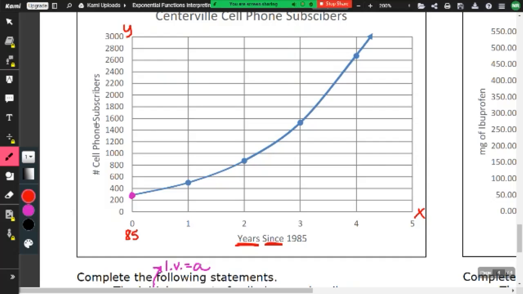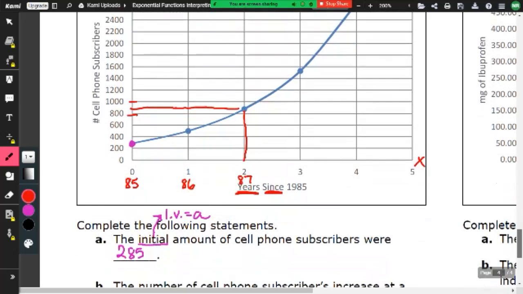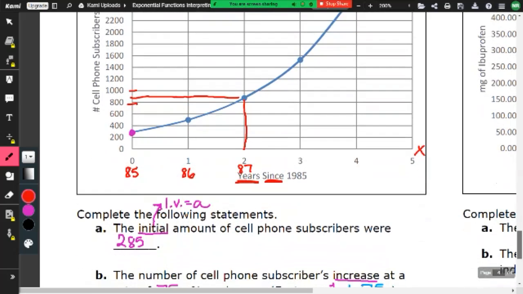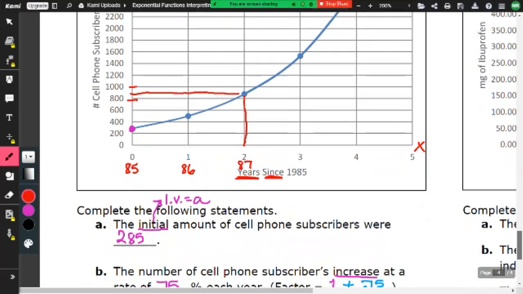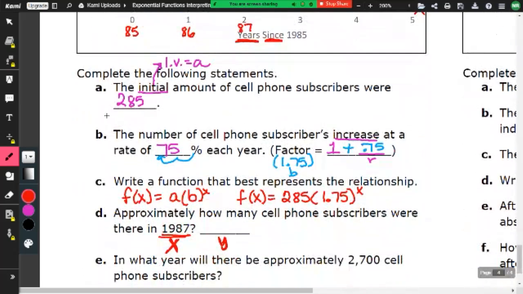The 1 represents what year? And the 2 represents... So we're actually supposed to go to the number 2 and estimate, approximate, predict how many cell phone subscribers, and that's between 800 and 1,000. What number is between 800 and 1,000? 900. So if you're given 4 different answer choices, find the one closest to 900. So approximately 900.